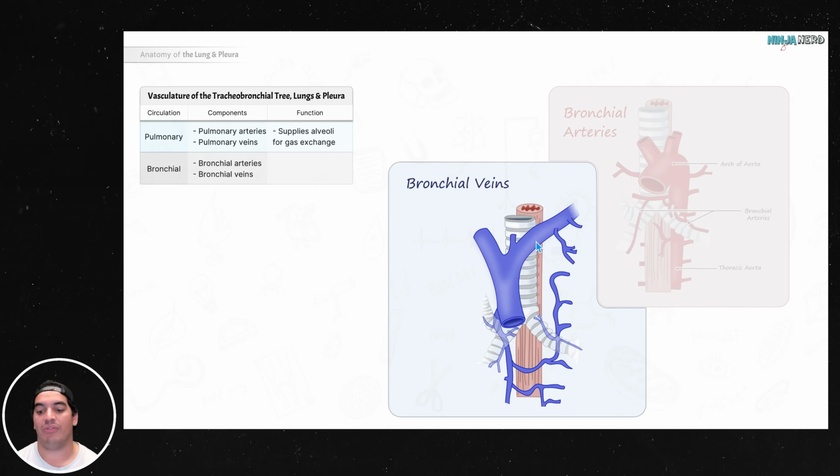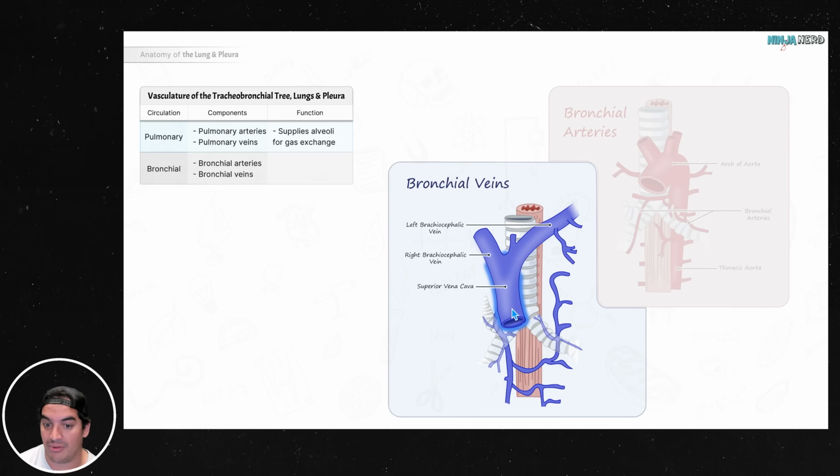The bronchial veins are basically taking any of the waste, any of the deoxygenated blood, and removing it from that tissue and bringing it back into the right side of the heart. And so when you look at this, you have a couple different structures. You have your left brachiocephalic vein, your right brachiocephalic vein. They then coalesce and make the superior vena cava, which empties into the right atrium.